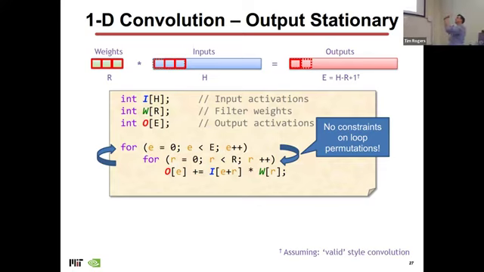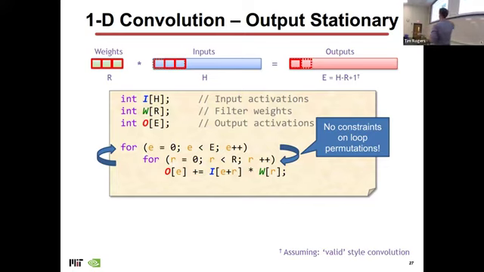So if I were to write down that flow that I showed you on the previous slide as a collection of loops, it would look something like this. Basically, I have an outer loop where I'm looping over E, which in this case is the outputs. Okay, so this is going to be output stationary. That means the inner loop is not moving the outputs. The inner loop is the fastest changing loop here, where I'm iterating over R, which is what?